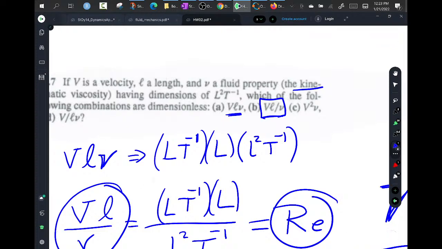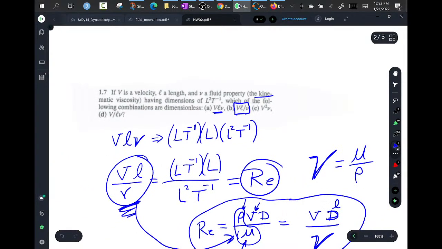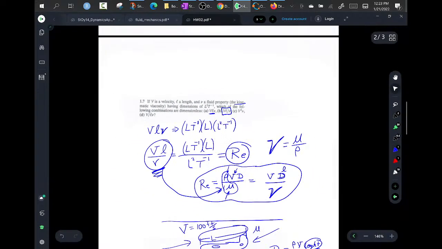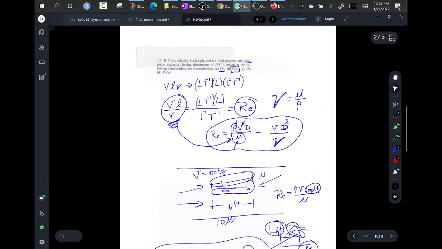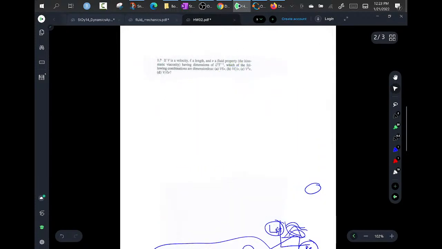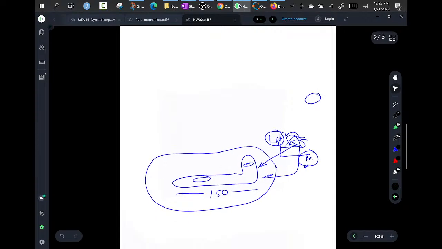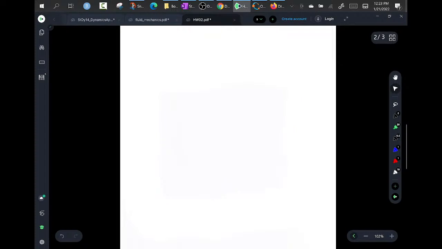So there you go. Now let's get rid of all this stuff, and let's see if I can make room for the next one. Okay, here we go.